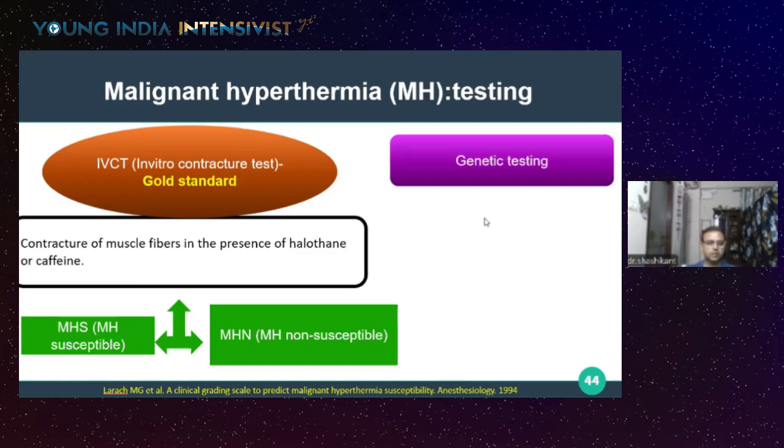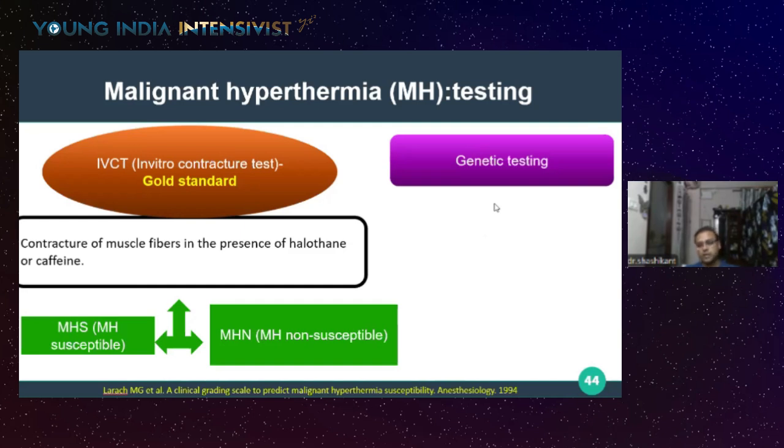As I have told, the in vitro contracture test is the gold standard, but genetic testing is not. The reason being, there are lots of mutations for ryanodine receptor or dihydropyridine receptors, and it's really difficult to look for all the mutations because it is too expensive. It is not widely available, and another reason is that there is incomplete penetrance.